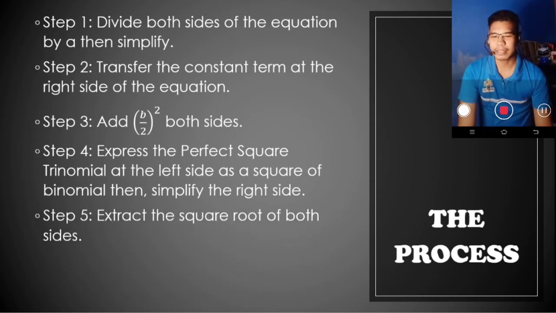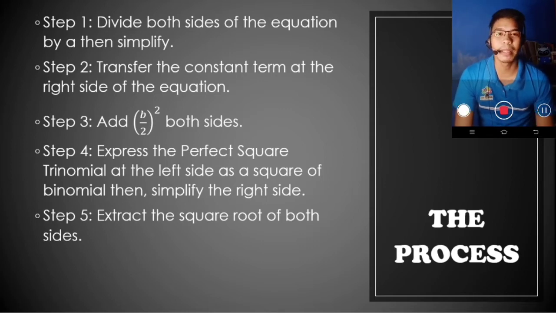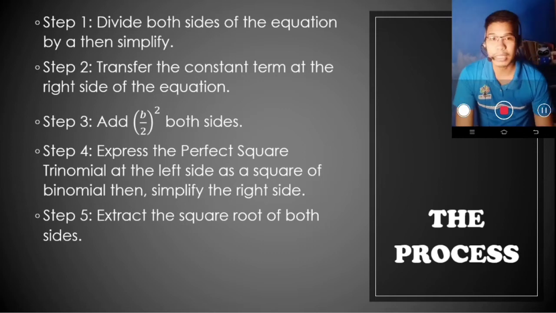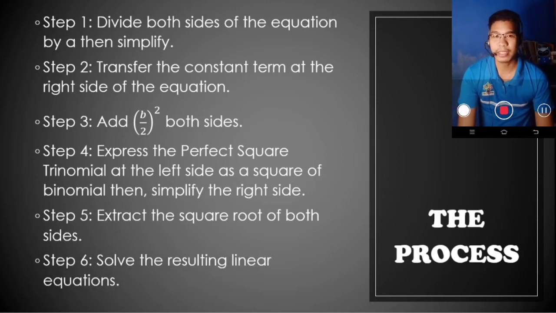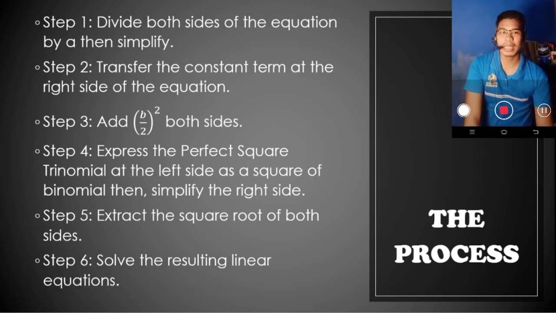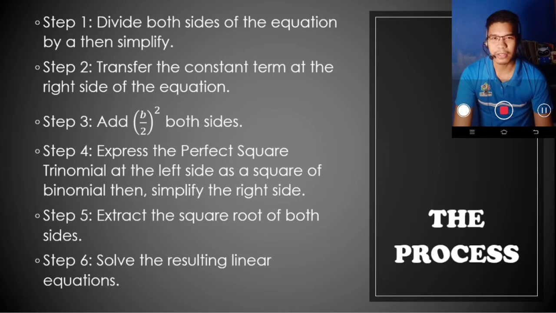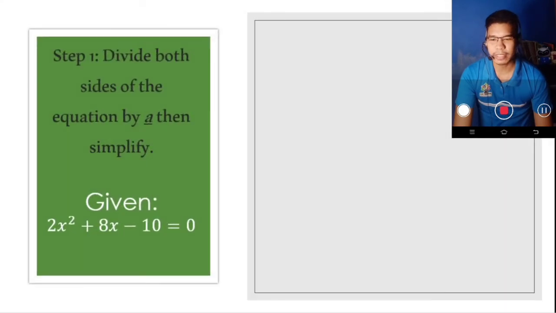After that, step 5, we need to extract the square root of both sides. So we're going to apply extracting the square root, which is our first method in solving quadratic equations. And then step 6, we're going to solve the resulting linear equation. So let's start with giving the first example.